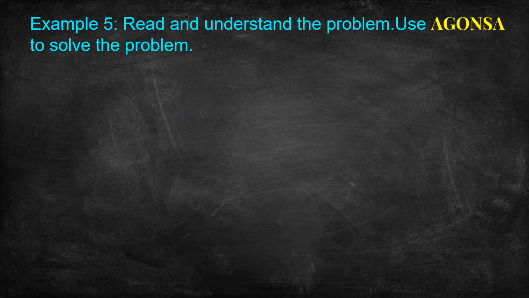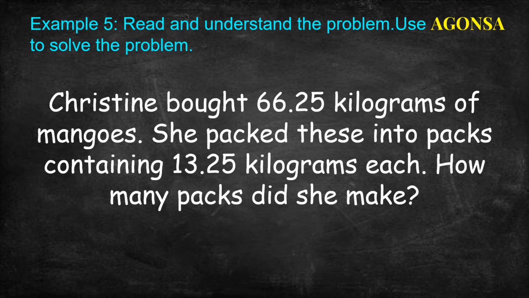And now for our last example, which is example number 5. Read and understand the problem. Use Agonza to solve the problem. So last time we already used the process on how to solve, which is acronym Agonza. So let's read first our problem. Christine bought 66 and 25 kilograms of mangoes. She packed this into packs containing 13 and 25 kilograms each. How many packs did she make?